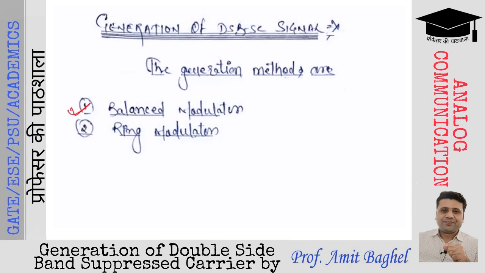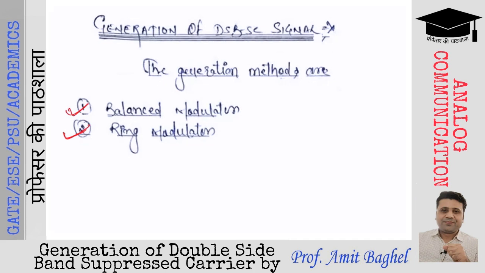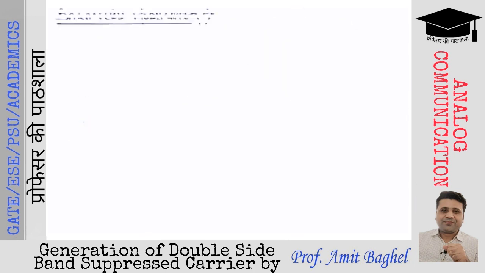And the second method that we can apply at the transmitter side to generate the DSBSC signal is a ring modulator. So with these two modulators, or either of the two, we can generate a DSBSC signal at the transmitter side. Okay. So let us now discuss the first modulator, which is the balanced modulator. So we have a subheading as balanced modulator.